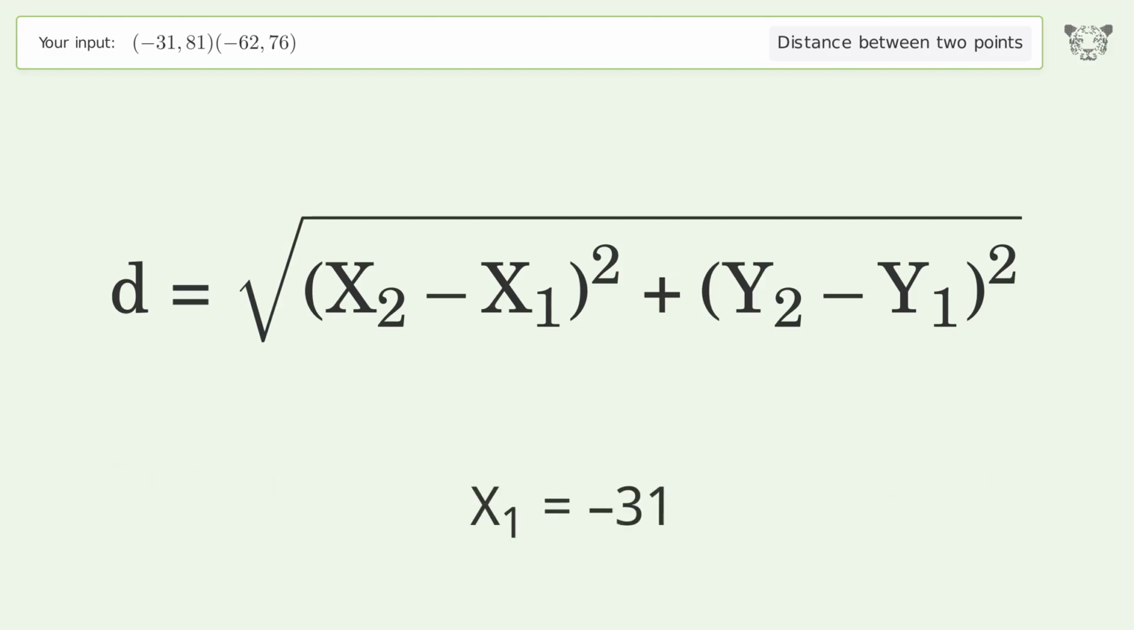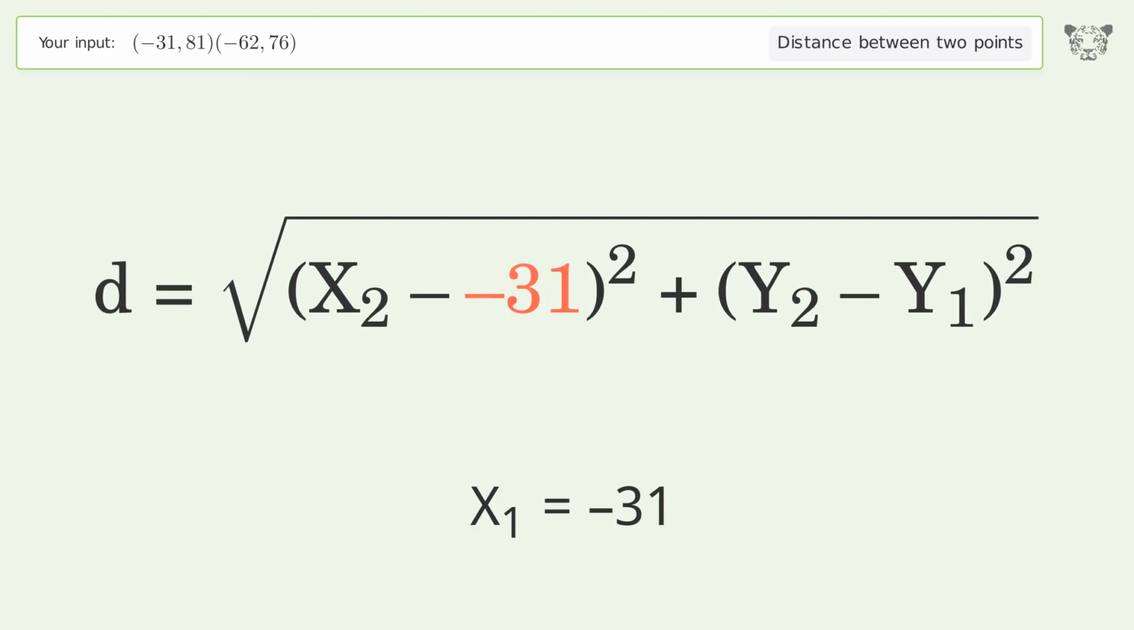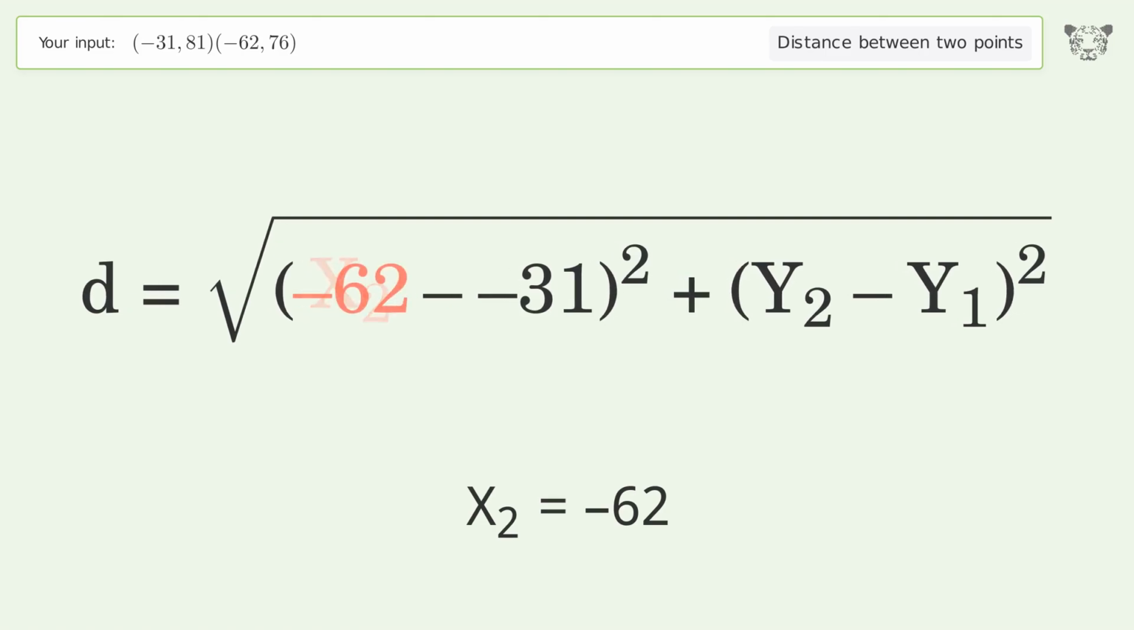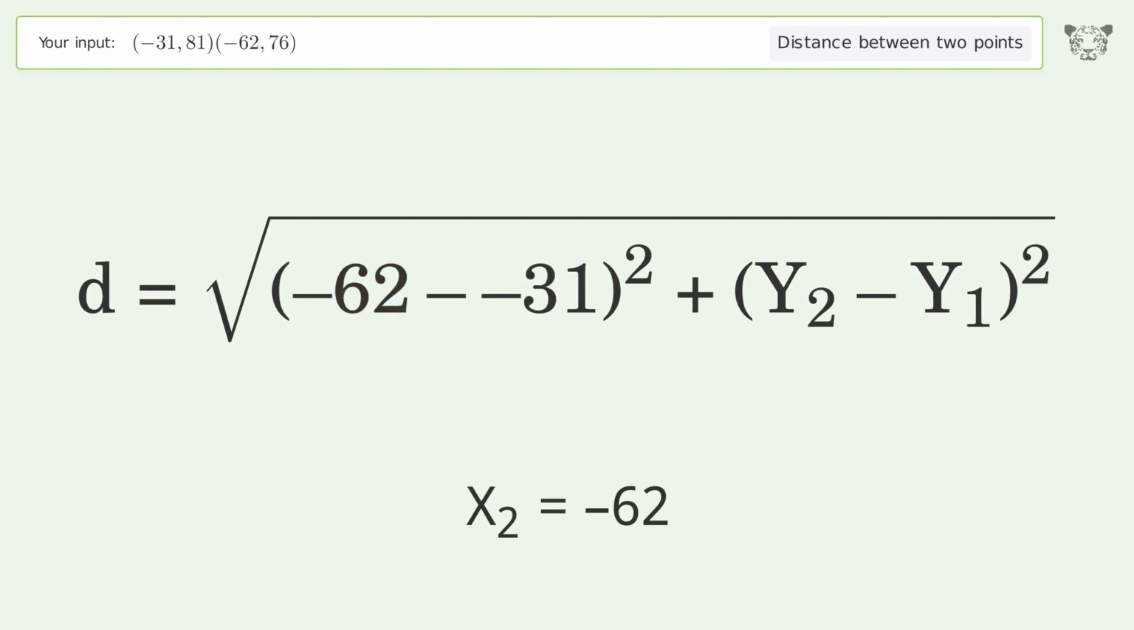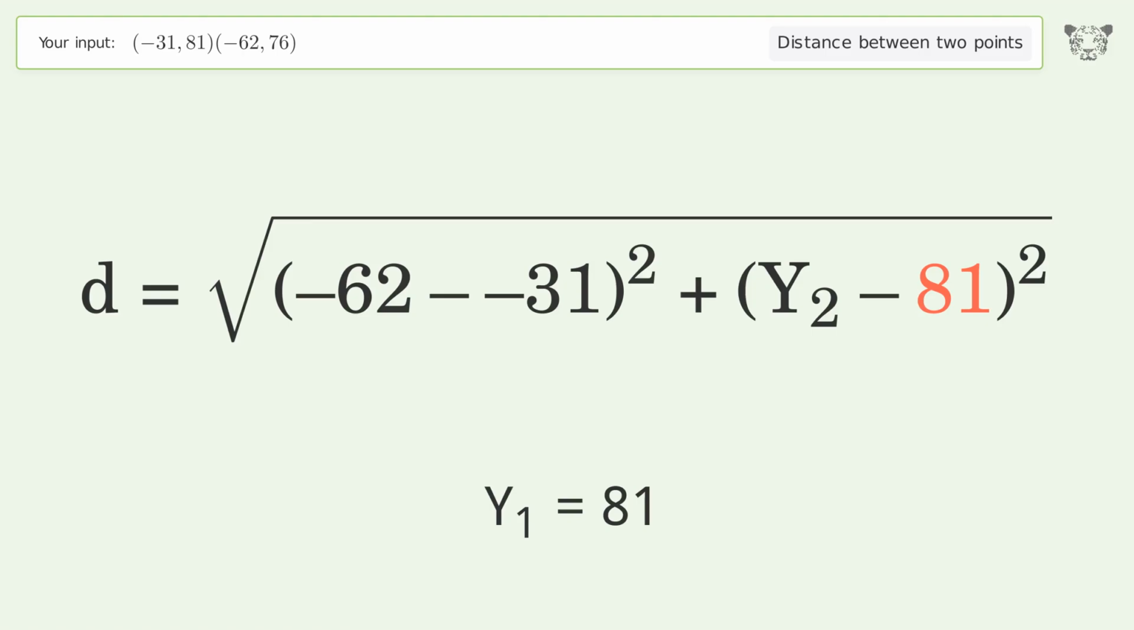x1 equals negative 31. x2 equals negative 62. y1 equals 81. y2 equals 76.